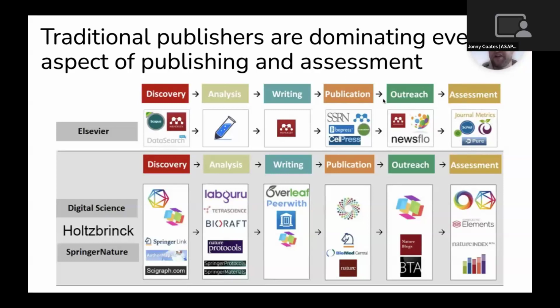Now, in my mind, the way to break this is to break the publication step, as I've just shown on the slide before. If we do that, we begin to separate out more of these things, and it's not as big a deal that all these things are owned by individual companies. It's not quite as dominating if we can separate this out.